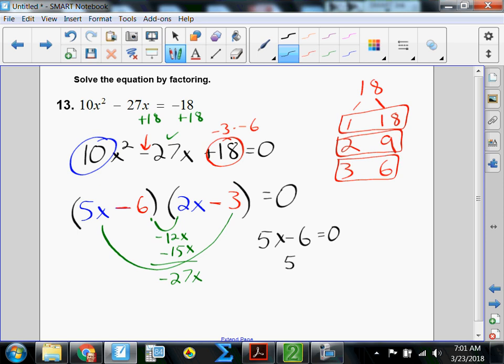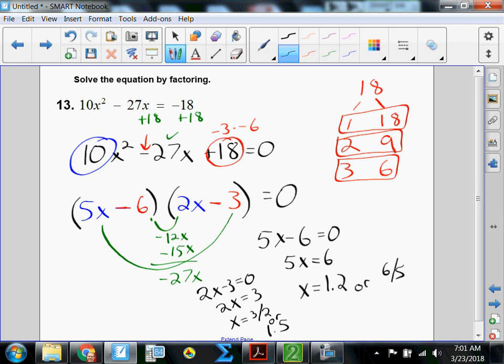So if I add 6 to both sides, I get 5x equals 6. If I divide both sides by 5, 6 divided by 5 is 1.2, or 6/5. If I take my other one, 2x minus 3 equals 0, I can add 3 to both sides and get 2x equals 3. I can divide both sides by 2 and get 3/2, or 1.5. And those are my two solutions.